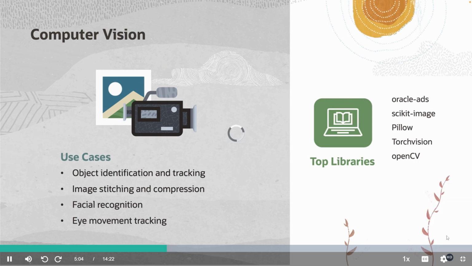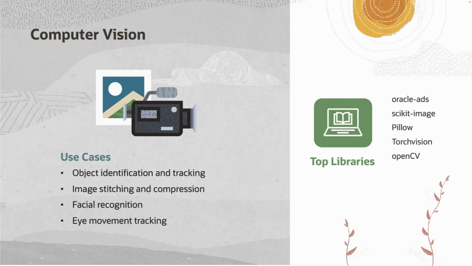Some of the popular libraries that are included are scikit-image, Pillow, PyTorch, and the popular open source computer vision library OpenCV. This library includes several hundred computer vision algorithms.